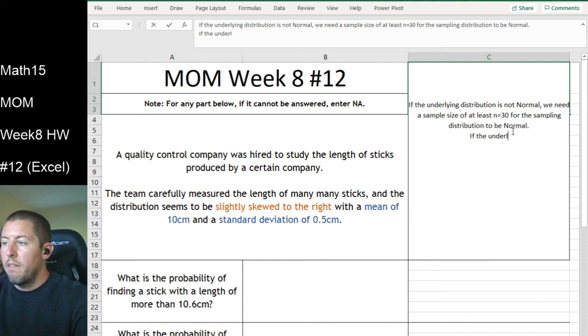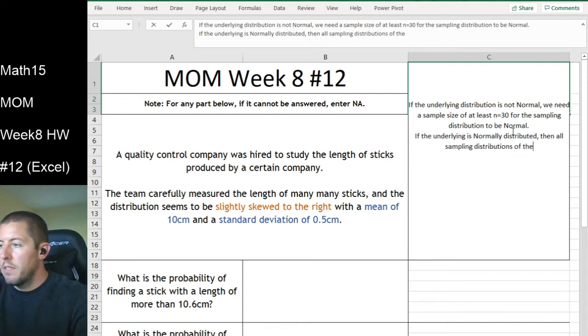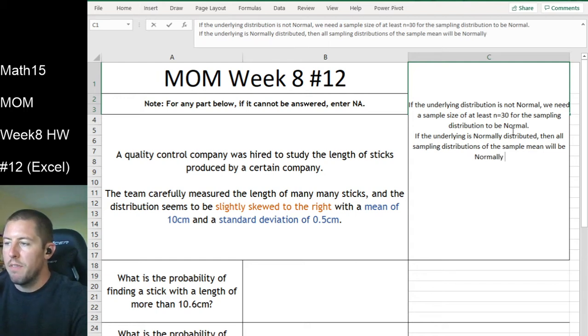If the underlying variable is normally distributed, then all sampling distributions of the sample mean will be normally distributed, meaning we don't have a limit on the number of sample sizes that we need if the original variable is normally distributed.